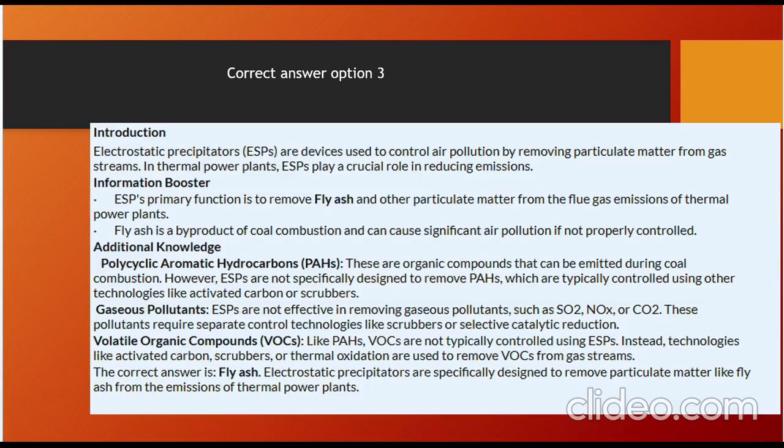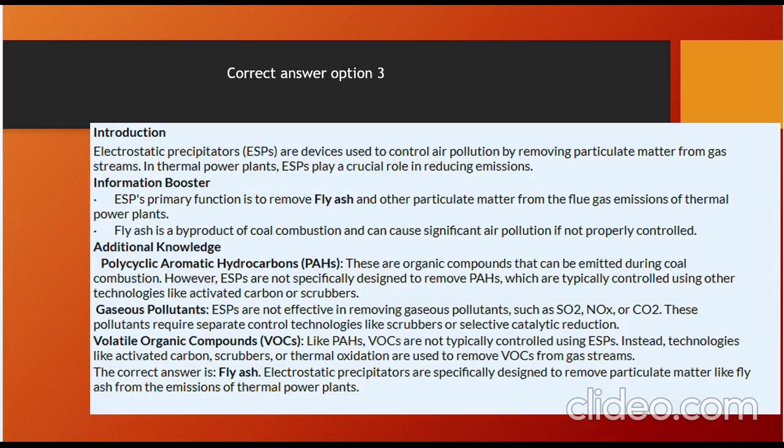Its primary function is to remove fly ash and other particulate matter from the flue gas emissions of thermal power plants. It is a byproduct of coal combustion and can cause significant air pollution if not properly controlled. So there is some additional knowledge given here. Polycyclic aromatic hydrocarbons or PAH are organic compounds that can be emitted during coal combustion. However, electrostatic precipitators are not specifically designed to remove PAH, which are typically controlled using other technologies like activated carbon or scrubbers.